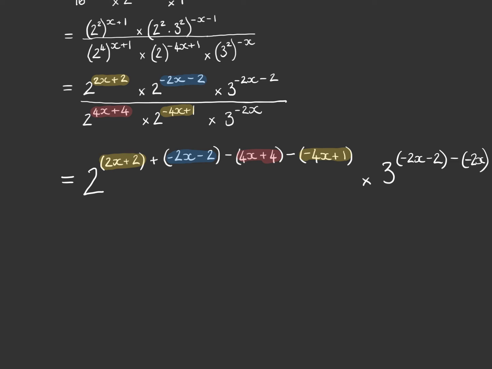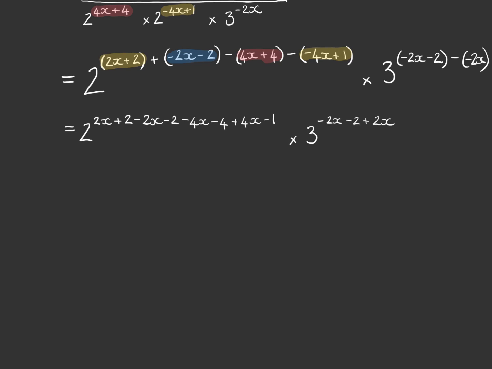Okay, so let's have some fun. It's normal distributive property now, it just looks revolting. So I'm going to multiply all of it out. 2x minus 2 minus 4x minus 4 plus 4x minus 1, and of course that is times 3 to the power of negative 2x minus 2 plus 2x. And now the magic begins where we have to add all the like terms.